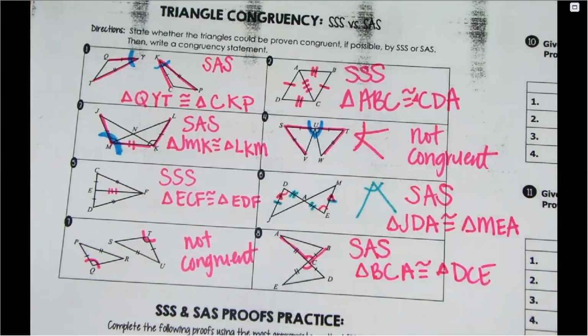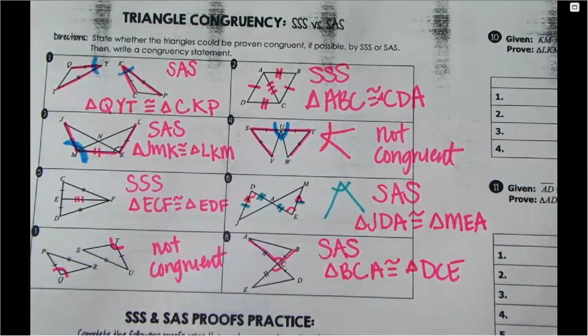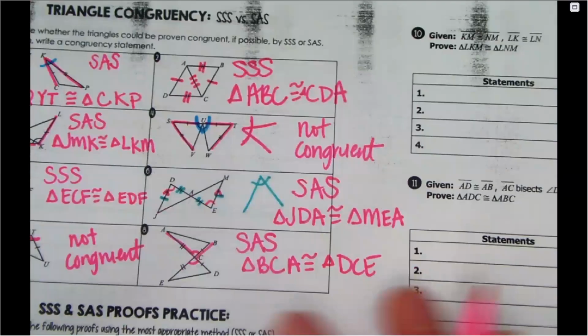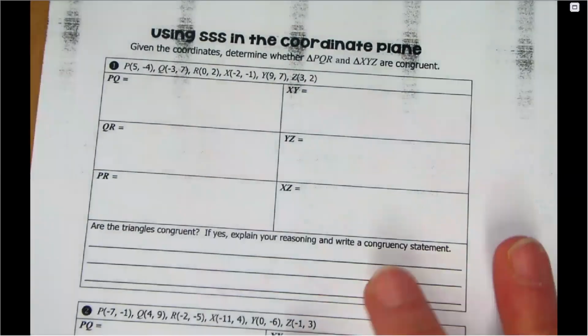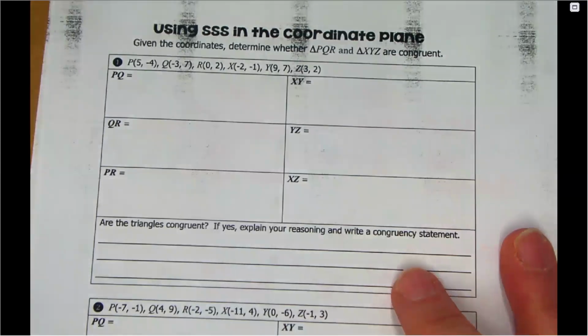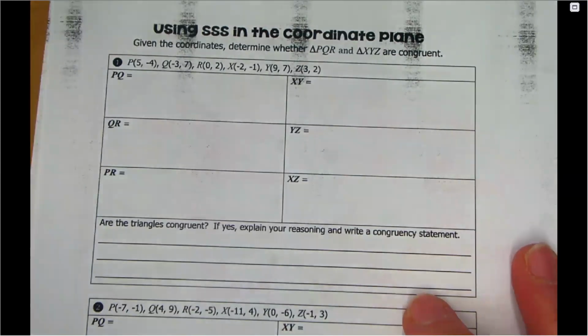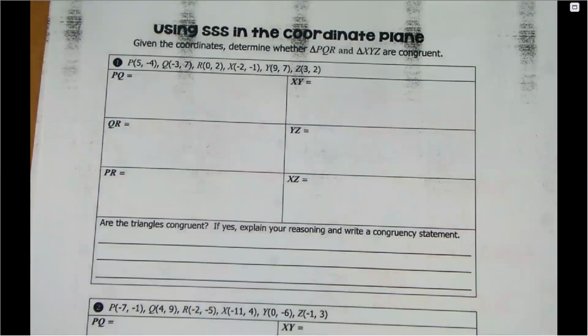Now, the next several are practice with proofs. We're going to skip that for now and go to the back and look at using this with the coordinate plane. Okay, so if you have to prove that triangles are congruent based on the coordinate plane, what are you going to have to do? That's right, the distance formula.